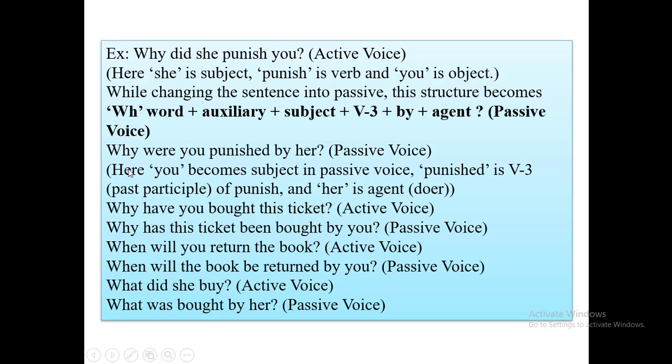Another example, why have you bought this ticket? Its passive voice is, why has this ticket been bought by you? When will you return the book? Its passive voice is, when will the book be returned by you? And the last one, what did she buy? Its passive voice is, what was bought by her?